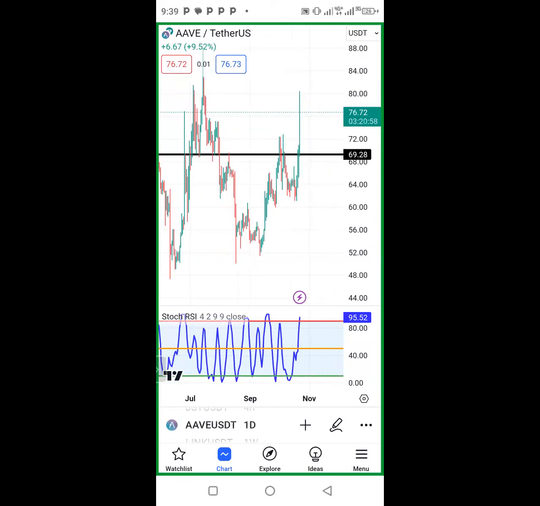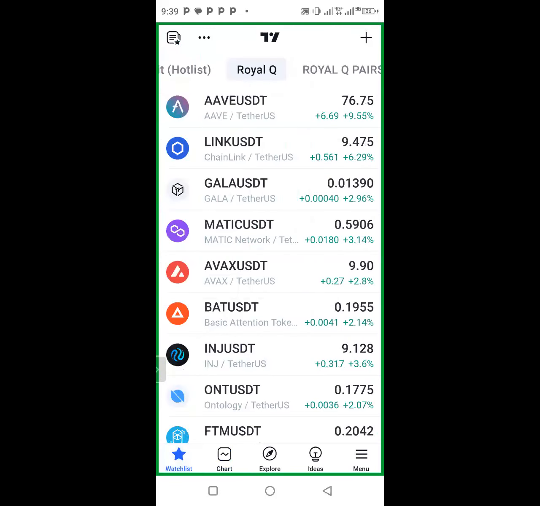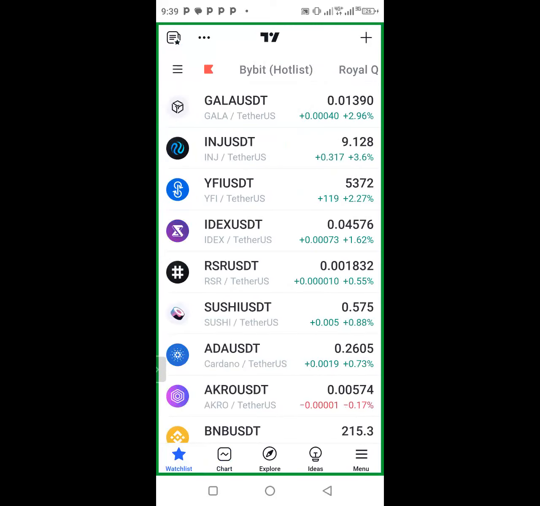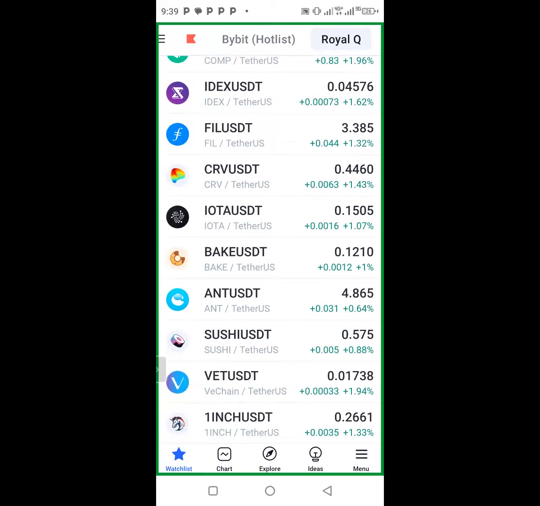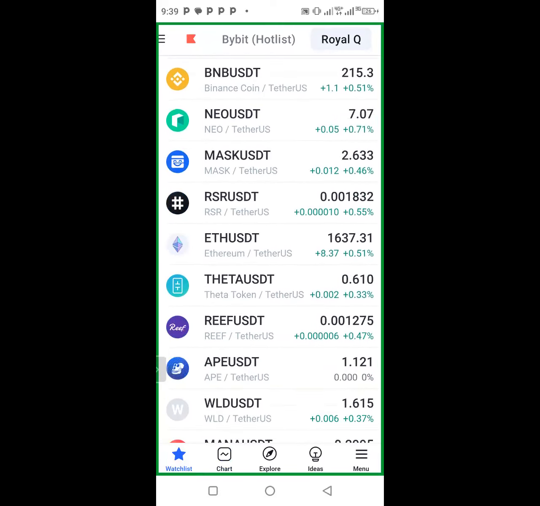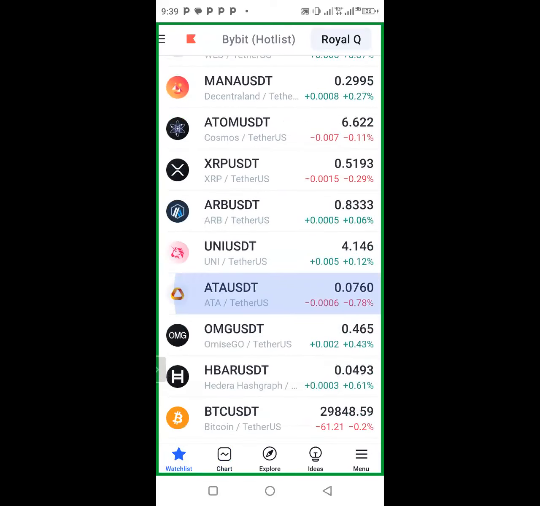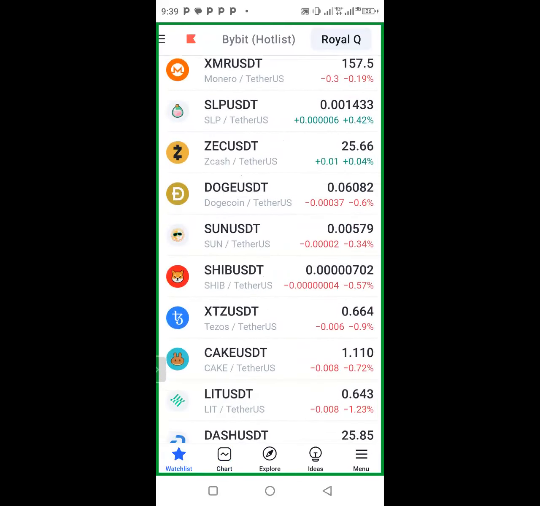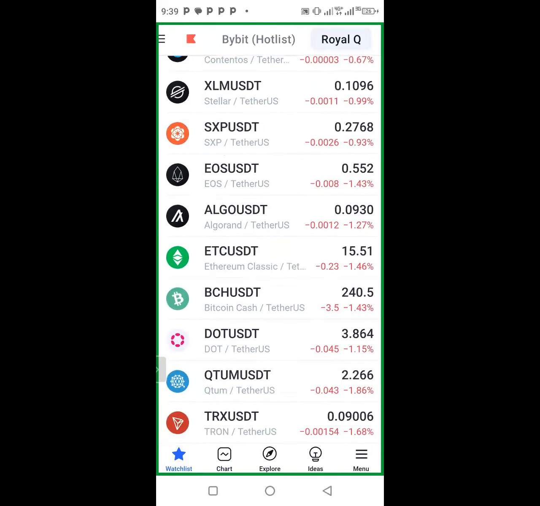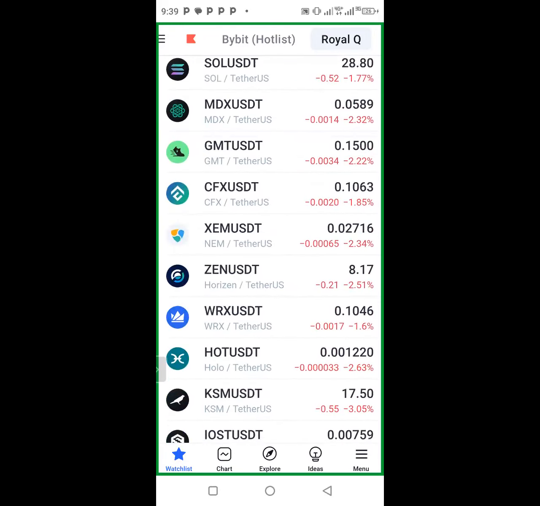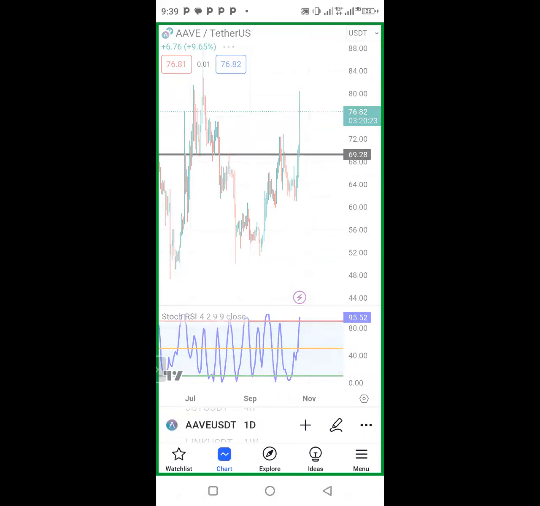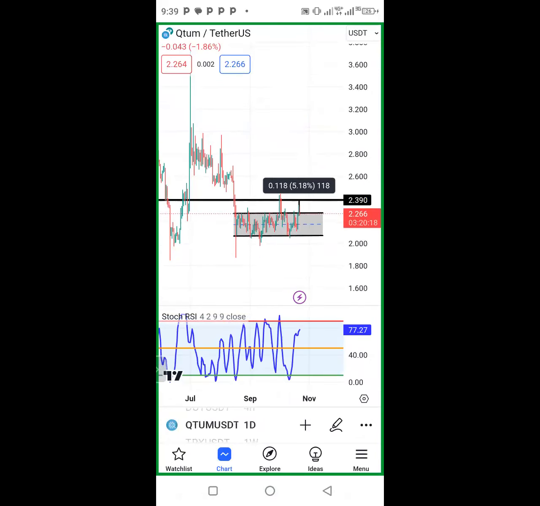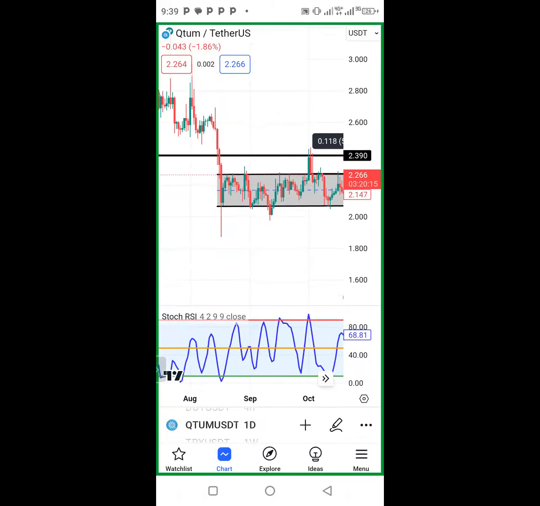I think I will come back to this if I didn't forget. Let's go back to, I think it's Q2. Sorry, let me search for a coin, Q2. Q2, see it here. Now, you can see this is a ranging market.